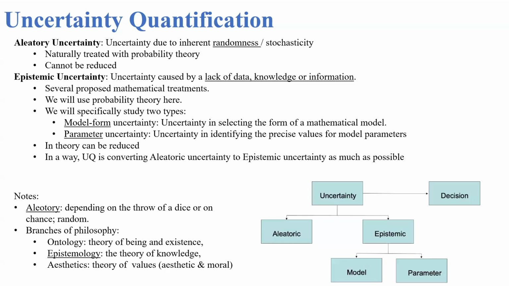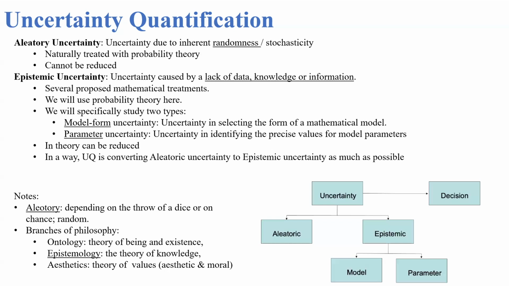Note that aleatoric depends on the throw of a dice, on chance or randomness. So it is stochastic or random uncertainty that cannot be reduced. And epistemic uncertainty comes from a branch of philosophy. There are three main branches of philosophy: ontology, epistemology, and aesthetics. Ontology is the theory of being and existence, epistemology is the theory of knowledge, and aesthetics is the theory of value, beauty, and morals.